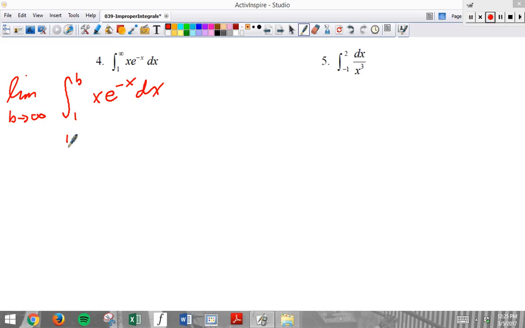I want to make u equal to, and again, if you aren't having an easy time figuring what's supposed to be what, you aren't ready. u should be equal to x, the algebraic part, the polynomial part. du would be dx. dv would be e to the negative x dx.